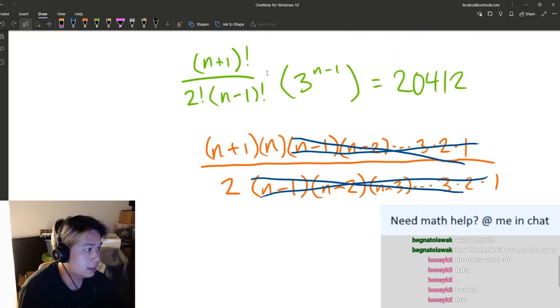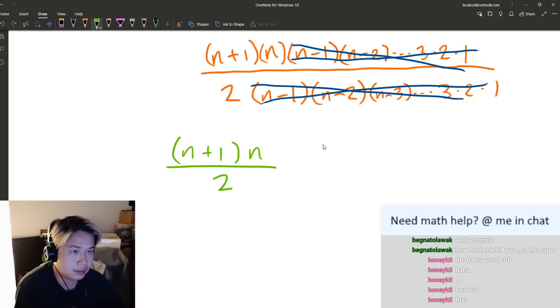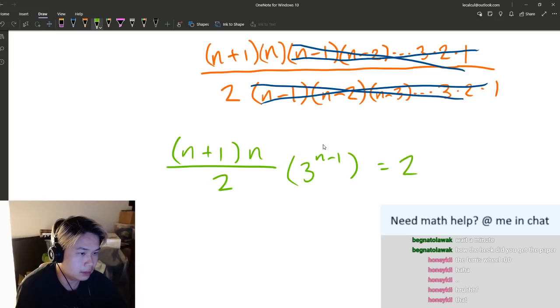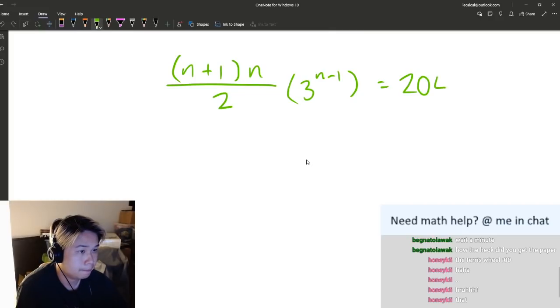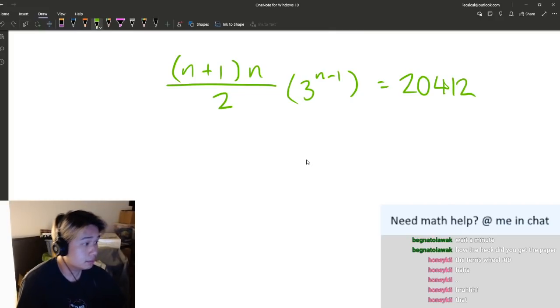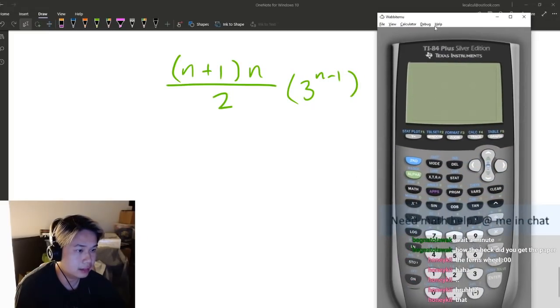So what you're left with in this equation is n plus 1 times n over 2 times 3 to the power of n minus 1 is equal to 20 whatever this was, 412. And then we solve for n. Easy enough. Put it in the equation solver, you can graph it, anything you want. So I like graphing things. I hate using the equation solver.